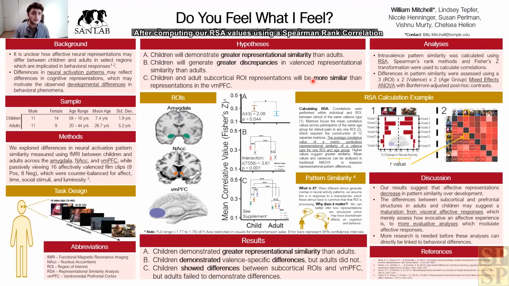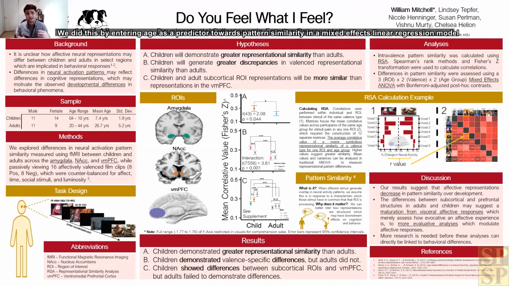After computing our RSA values using a Spearman rank correlation and applying a Fisher Z transformation, our values were entered into a 3x2x2 mixed effects ANOVA with terms for ROI, age group, valence, and interactions among them. Follow-up contrasts were Bonferroni adjusted, and supplemental to our primary analysis, we explored the coherence of our child grouping.